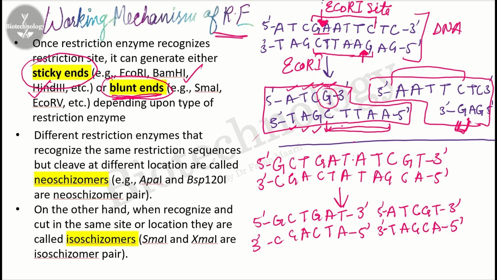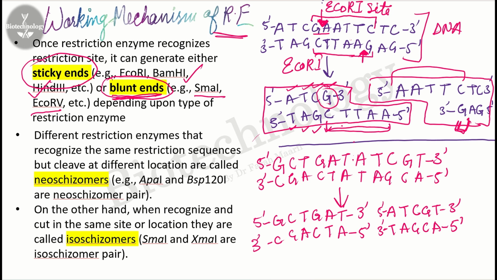Talk about blunt end. Then the examples are SmaI and EcoRV. So depending upon the type of the restriction enzyme, you will get the sticky end or blunt end. SmaI and EcoRV produce the blunt end.